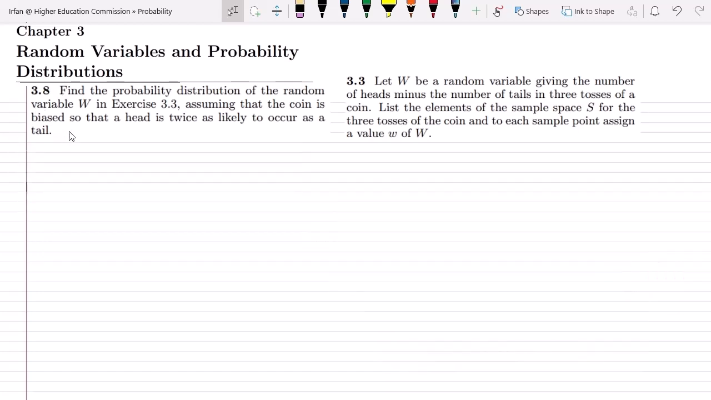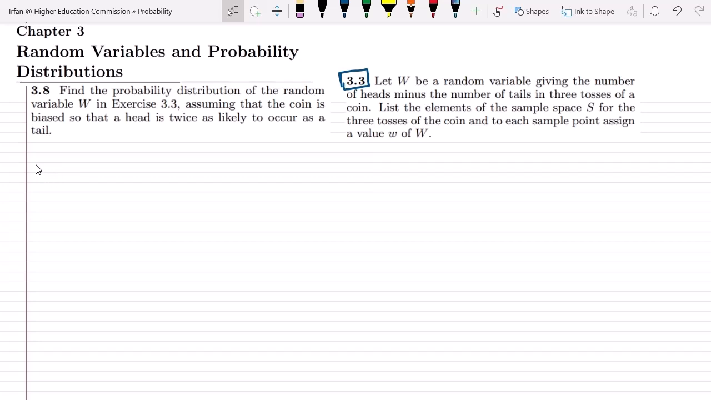So this is question 3.8, and the statement of it is: find the probability distribution of the random variable w in exercise 3.3, which I have also given here, assuming that the coin is biased so that a head is twice as likely to occur as a tail.